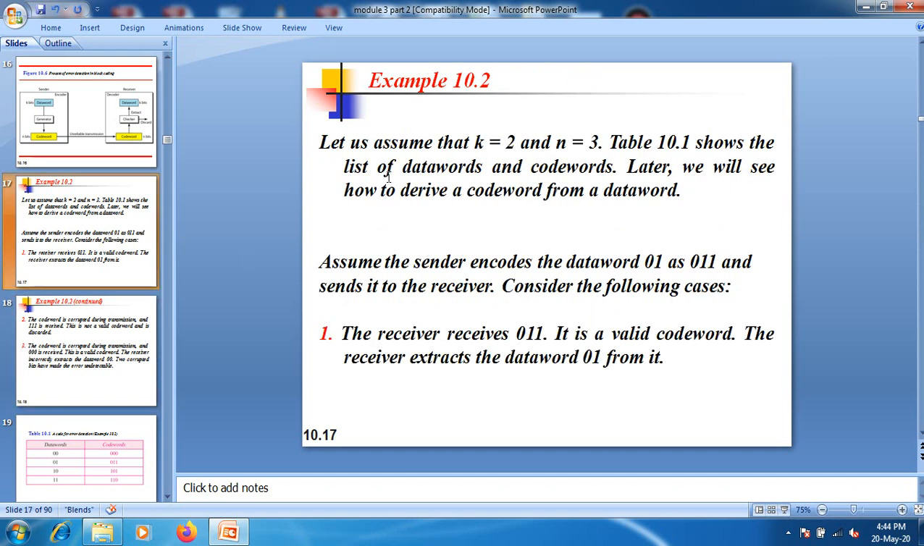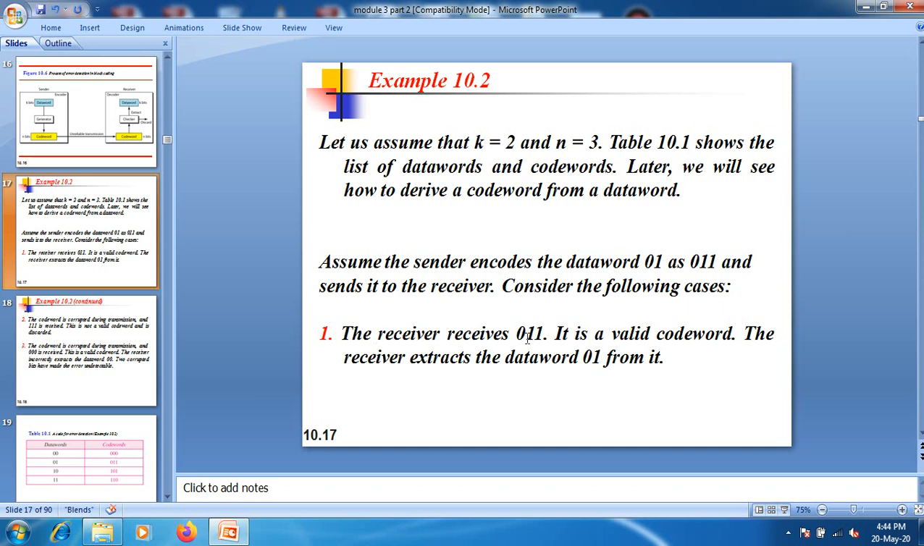We have a list of data words and code words. Okay, we will go through how we are deriving that particular code word here. Assume that the sender encodes the data word 01 as 011 and sends it to the receiver. Okay, and we are going to discuss the following cases.